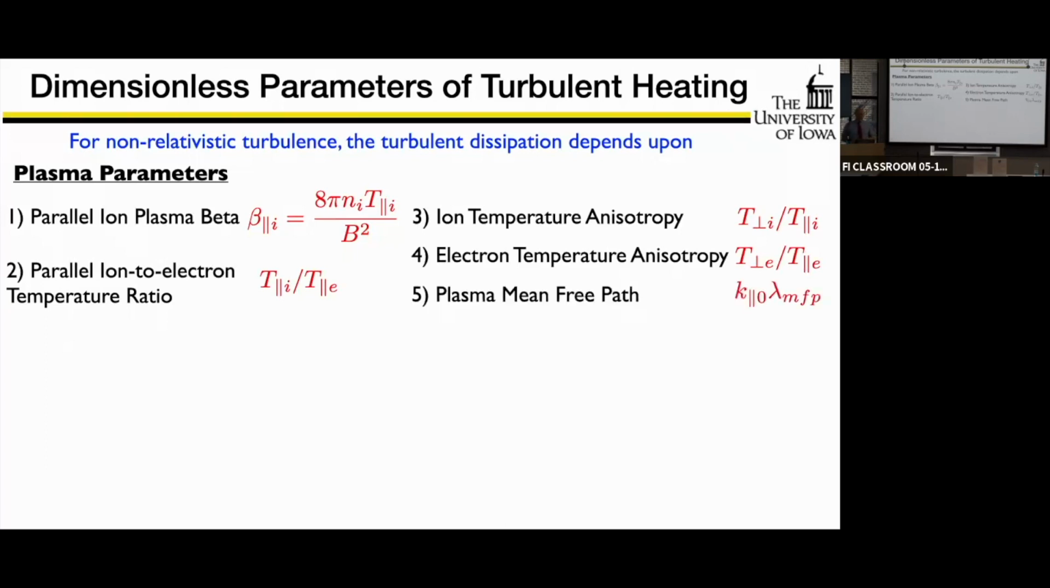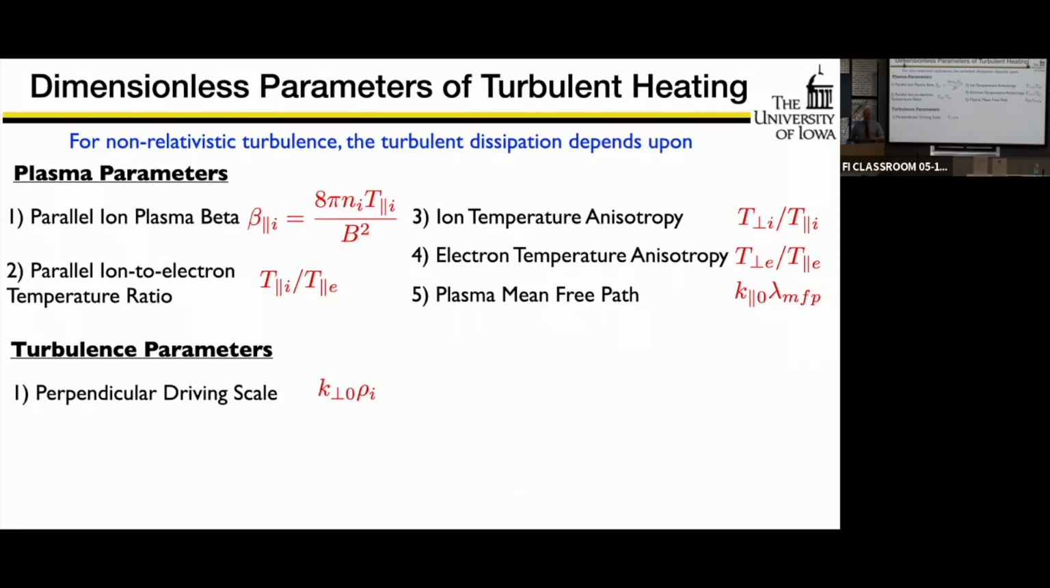And then finally, there is a dimensionless measure of the plasma mean free path: how far do the particles go before they scatter, compared to the length scale of the turbulence at the driving scale. So there are five plasma parameters that matter that will tell you a lot about what the dominant dissipation mechanisms may be. That's just the plasma parameters. There are also turbulence parameters that depend on what the actual fluctuations are. So there's a measure of the driving scale, and here again, I've been very precise to define the perpendicular scale of that driving of the turbulence.